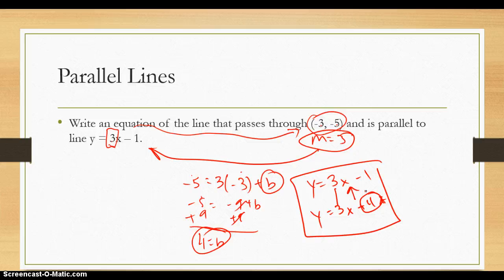So this is the same work that we've worked on here. You're given the point and we know it's parallel, so we can use the slope that's given from that opposite line. Okay?